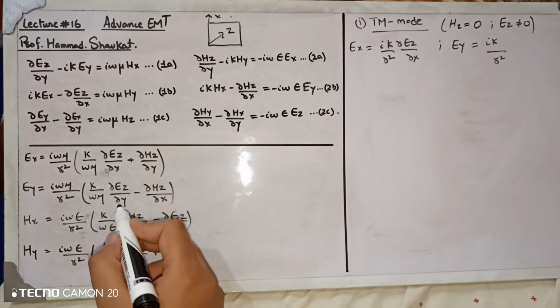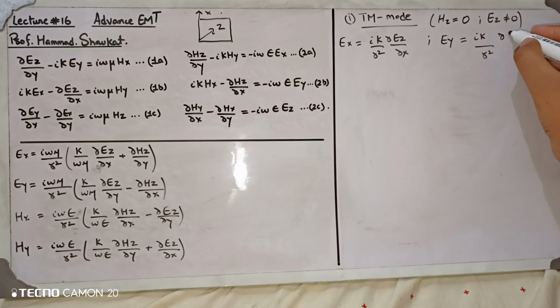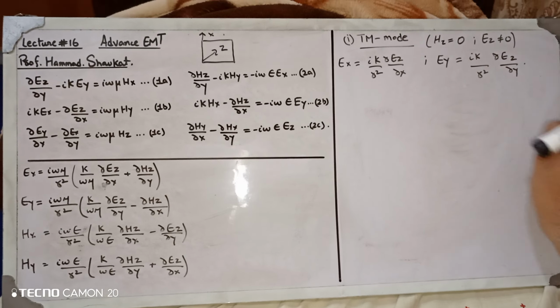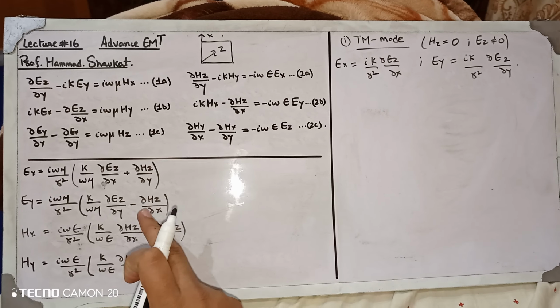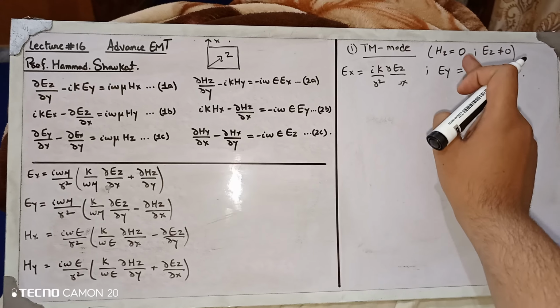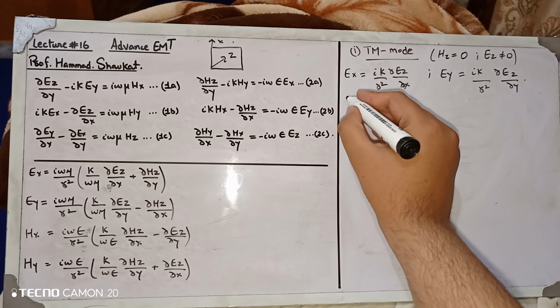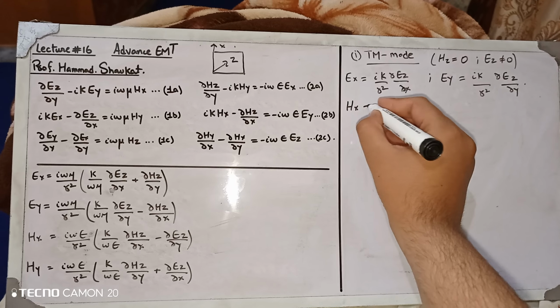And this partial Ez divided by partial y as it is. Okay, because this Hz term becomes 0, because in TM mode your Hz component is 0. Similarly, you have to write for H of x also.